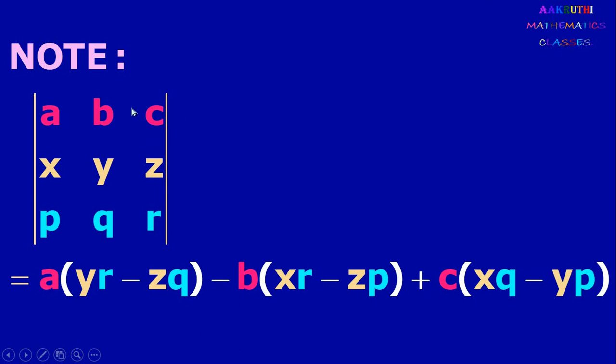Therefore it is minus B into, leaving the second column, you multiply this, it is (XR minus ZP). So next it is positive, plus C into, leave this column and cross multiply this, it is (XQ minus YP). So the determinant of ABC, XYZ and PQR can be written as A into (YR minus ZQ) minus B into (XR minus ZP) plus C into (XQ minus YP). In between these two products, it is always minus.